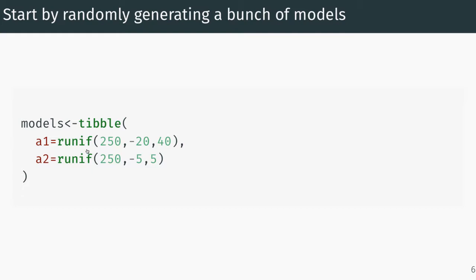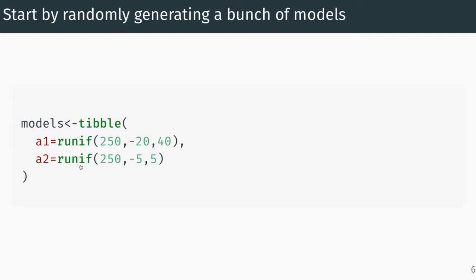There are going to be 250 models. You recall the equation y equals a1 plus a2 times x. So a1 is the intercept of a line, and we're going to generate 250 intercepts in the range of -20 to 40, generated randomly from a uniform distribution. The same thing is true of the slopes, except that they're going to be generated from values of -5 to 5. There will be 250 of them randomly generated from a uniform distribution.